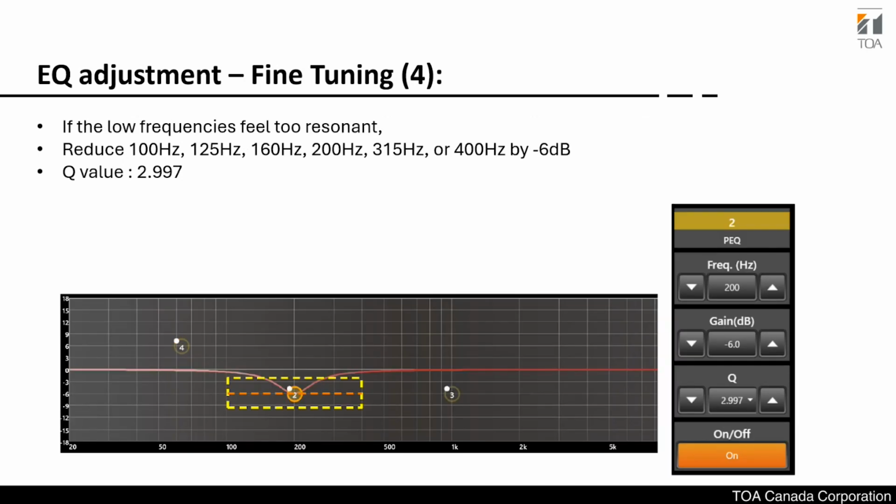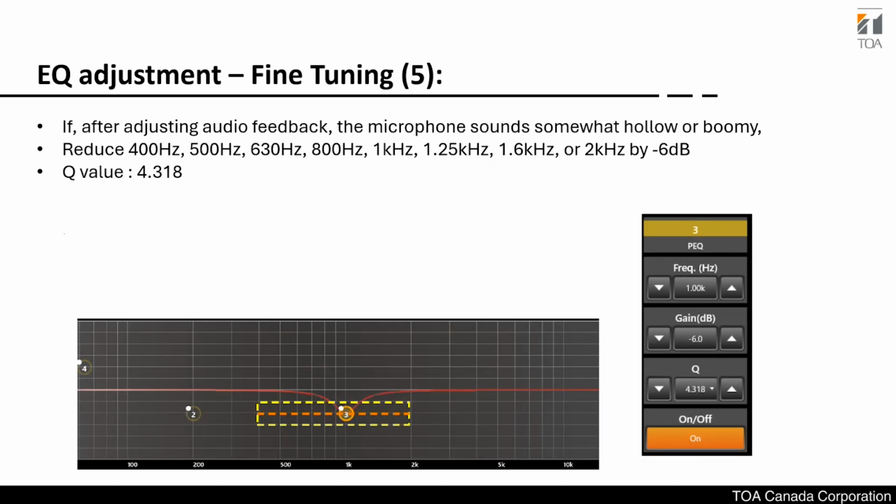So here is tip number 4. If the low frequency is still rustling, we use the 100 Hz low frequency. If the sound is quite hollow and boomy, we recommend you reduce the 400 Hz to 2 kilohertz, which is around the mid range, by like 60 dB or the Q value of 4.